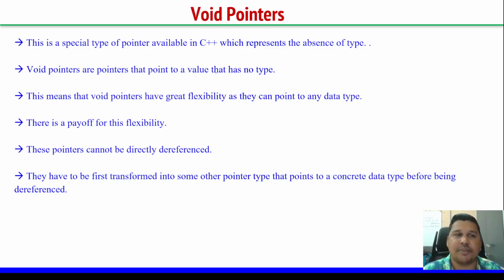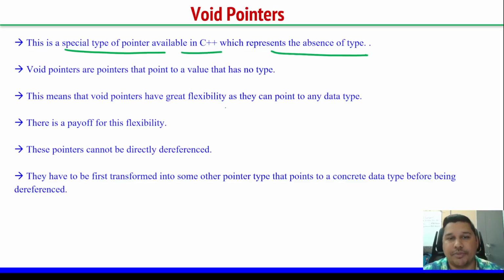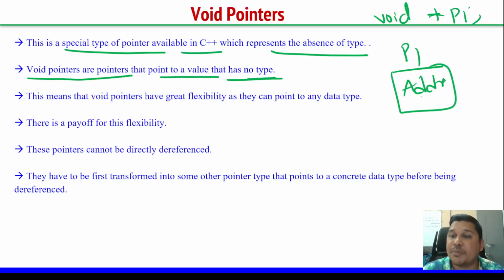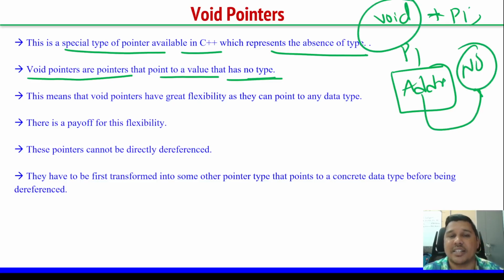Let us see a little more. It is a special type of pointer available in C++ which represents the absence of type. Void pointers are pointers that point to a value that has no type. Void star p1 means p1 can hold some address. This address belongs to which type? No type. That is only void. We do not know which address it is, so we can declare it like that.